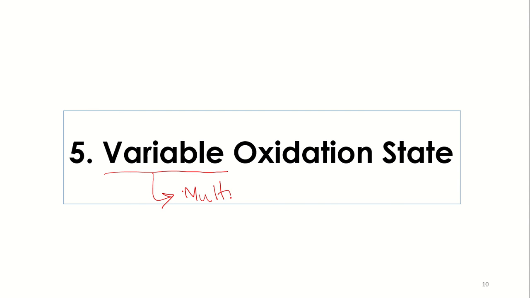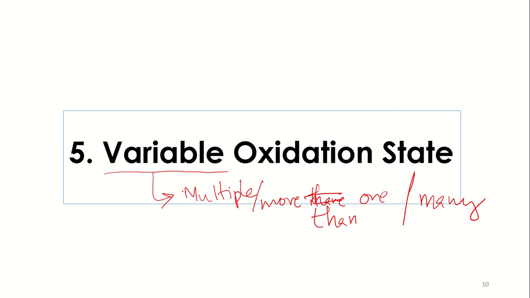Maybe it could be multiple, more than one, or many. More than one or many. So other elements tend to show a single oxidation state, whereas transition elements tend to show multiple, or more than one, oxidation state.